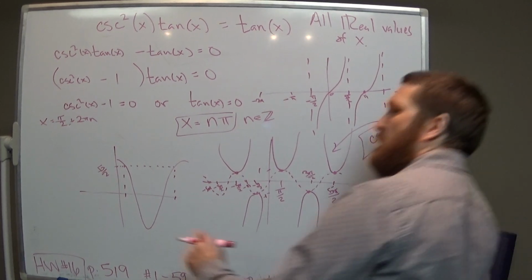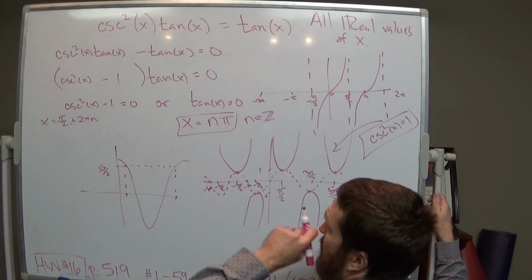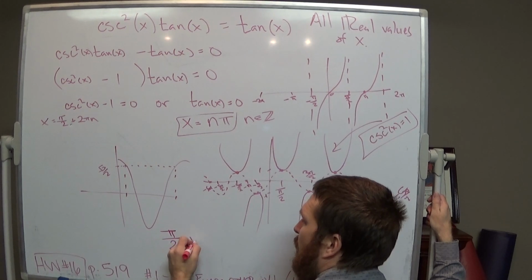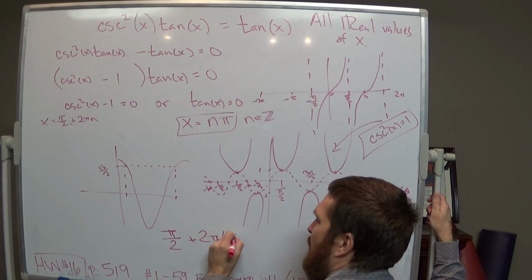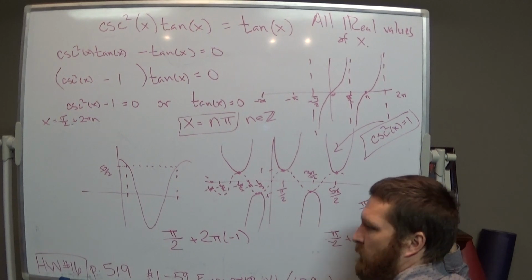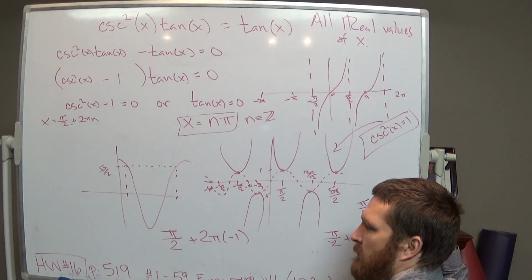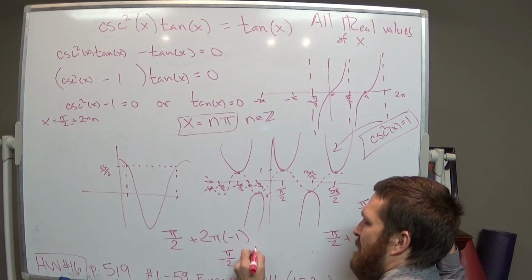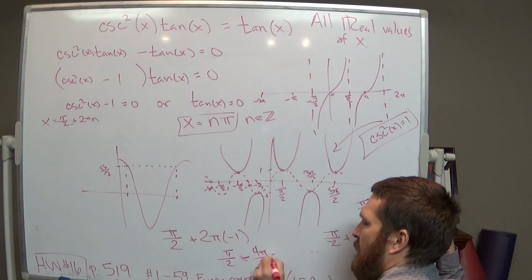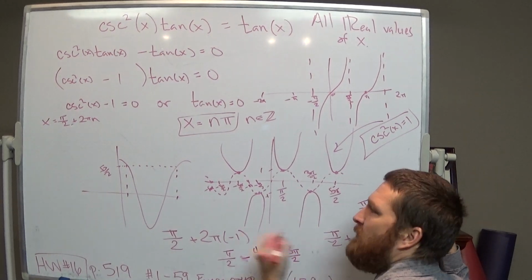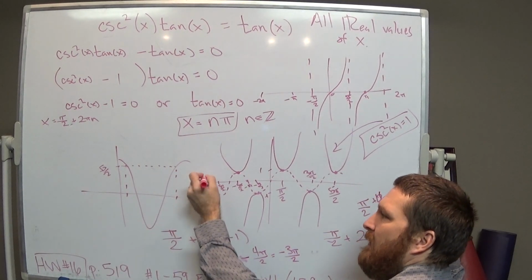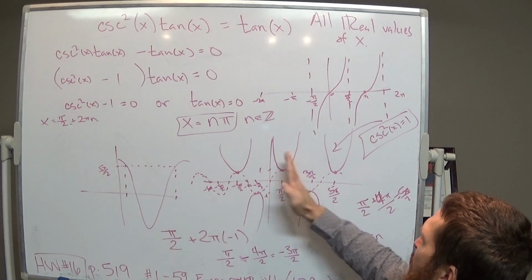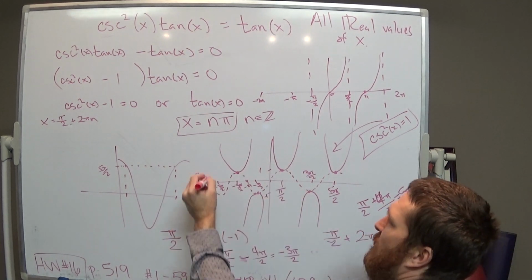Negative 1/2? Oh, n has to be an integer. Plus 2 pi times negative 1. Is negative 1 an integer? Yes. And that's the same thing as pi over 2 minus 4 pi over 2, which is negative 3 pi over 2. So yeah, we're going to get those too, right? This is the nice thing: you just add integer multiples of the period, and you're going to get every one of these on the period.